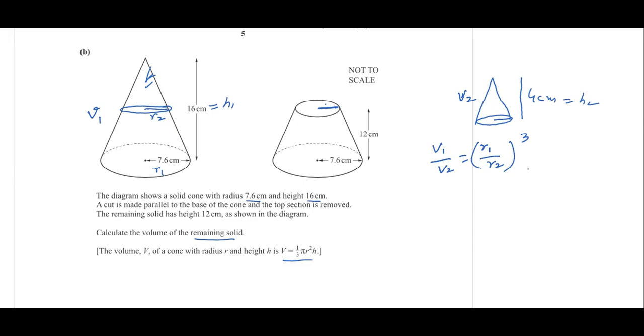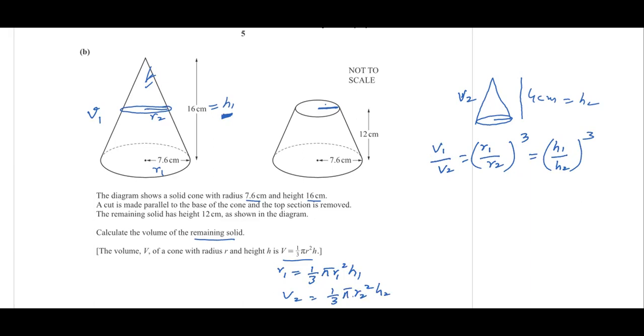Instead of that one, I can go for the ratio of the corresponding heights also. Similarly, you can say it will be h1 over h2 cubed also. So accordingly, we will use them. First, let's write the formula. V is 1 over 3 pi r squared h. So V1 will be 1 over 3 pi r1 squared h1. And V2 will be 1 over 3 pi r2 squared h2.